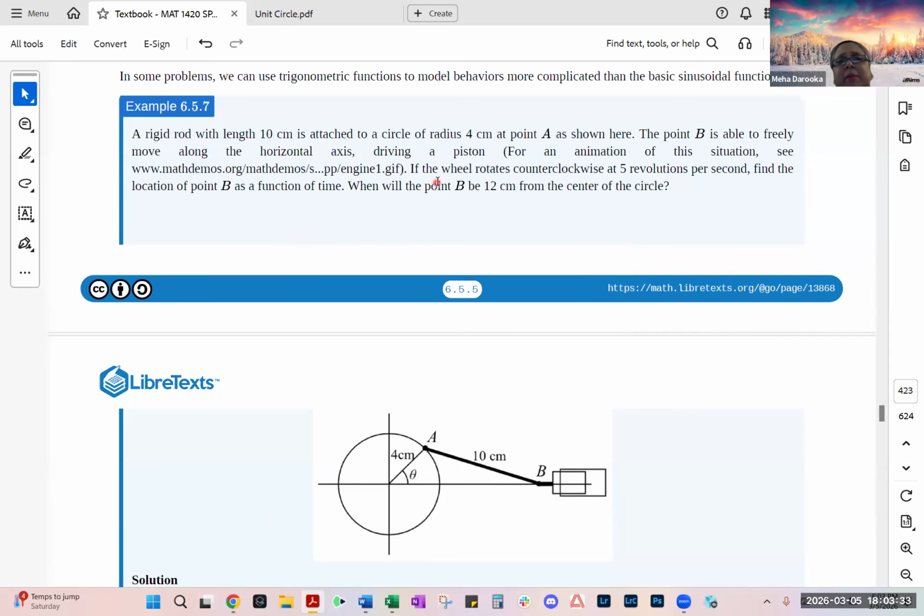Okay. Well, basically, they're saying if the wheel rotates counterclockwise at 5 revolutions per second, find the location of point B as a function of time. When will point B be 12 centimeters from the center of the circle?